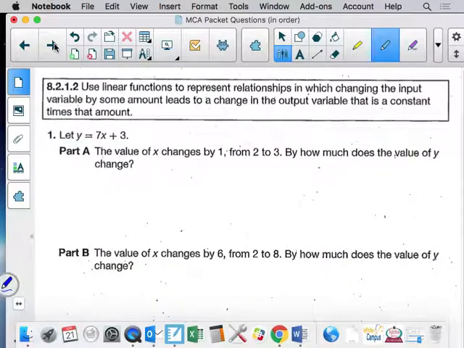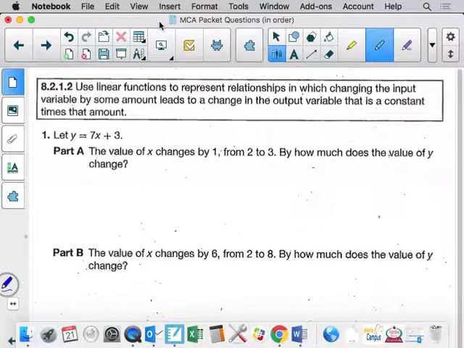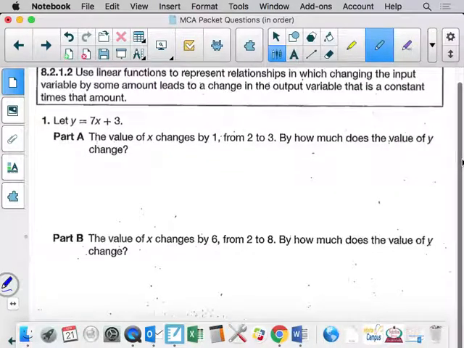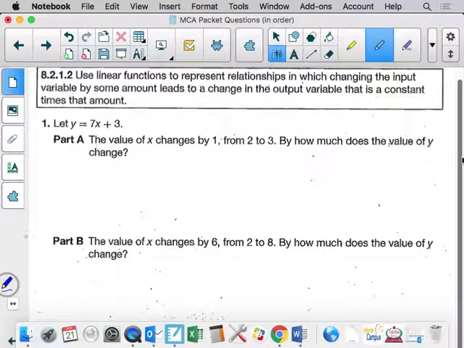Our next benchmark, 8212, says use linear functions to represent relationships in which changing the input variable by some amount leads to a change in the output variable that is a constant times that amount. So let y equal 7x plus 3. The value of x changes by 1 from 2 to 3. By how much does the value of y change?